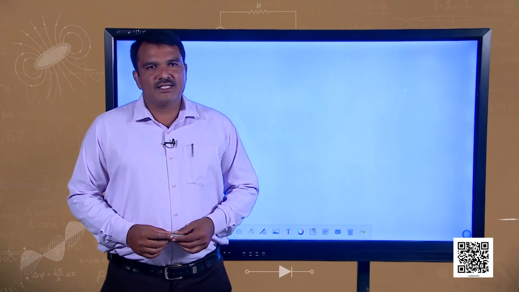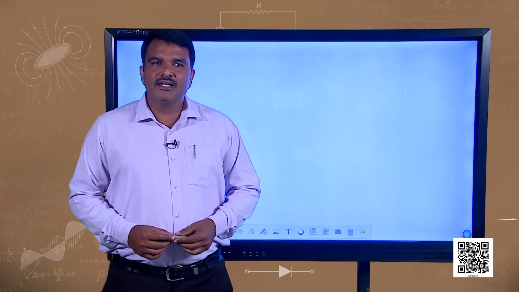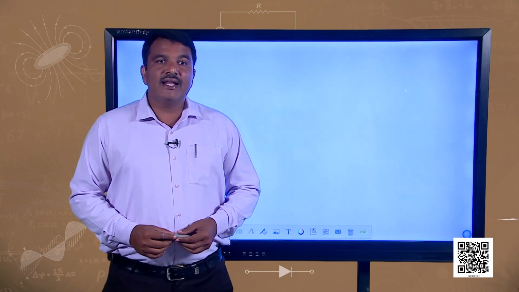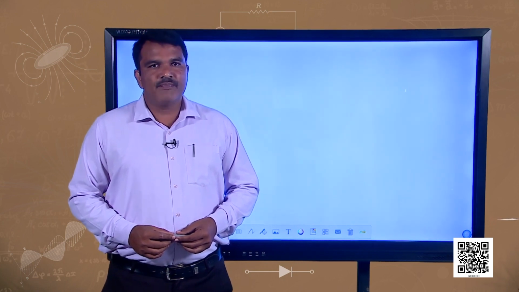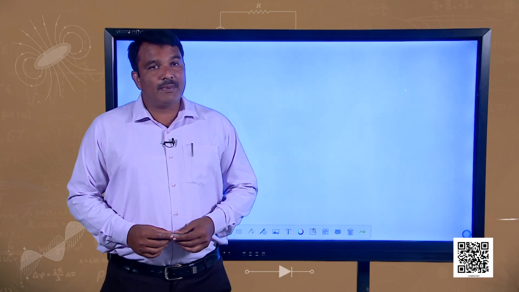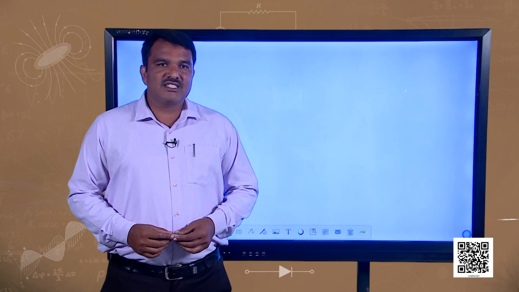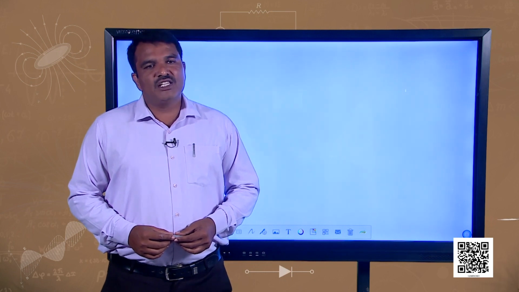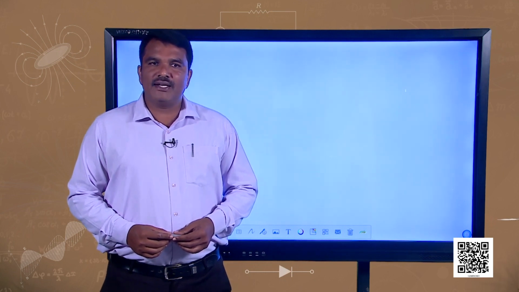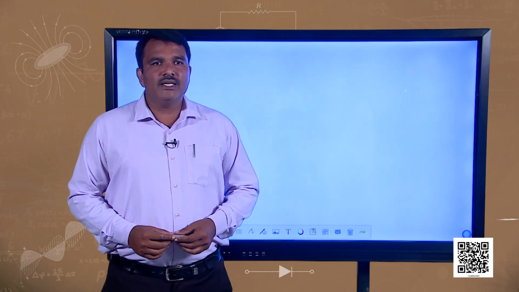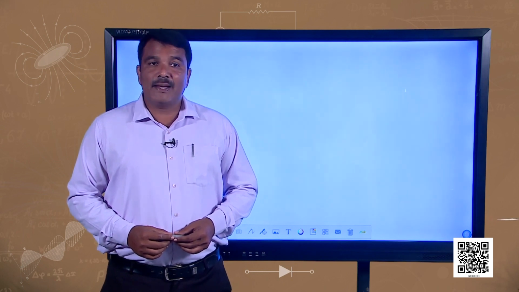Welcome viewers. We know that Gauss's law states that the net amount of electric flux passing through a surface is equal to 1 by epsilon naught times the charge enclosed by the surface. This law relates the electric field at any point with the net amount of charge enclosed by the surface. Further, this law can be applied to find electric field due to uniform and symmetric charge distribution. In this program, we will try to find electric field due to a uniformly charged thin spherical cell.